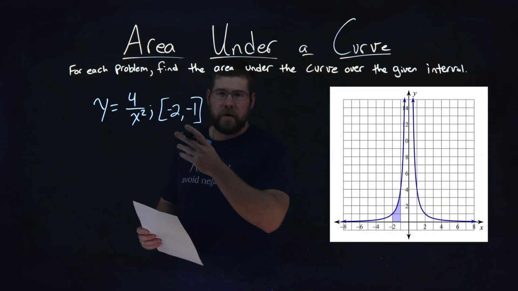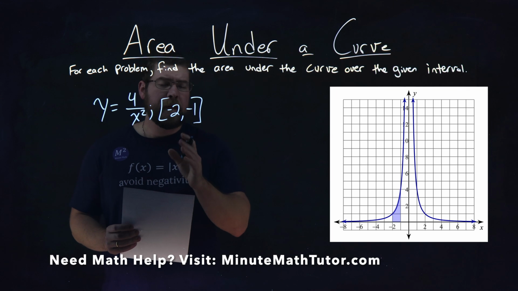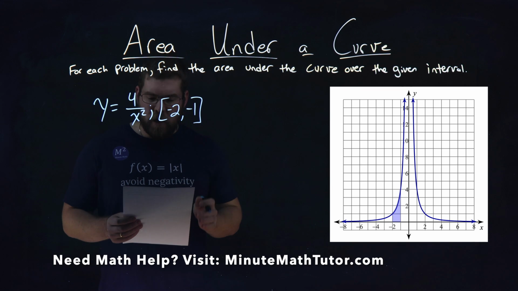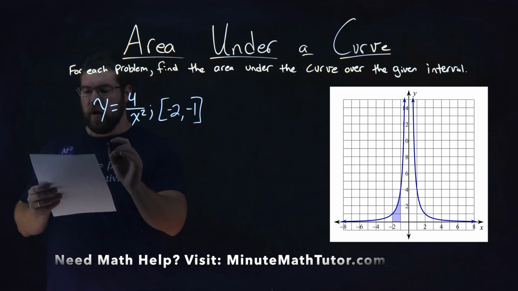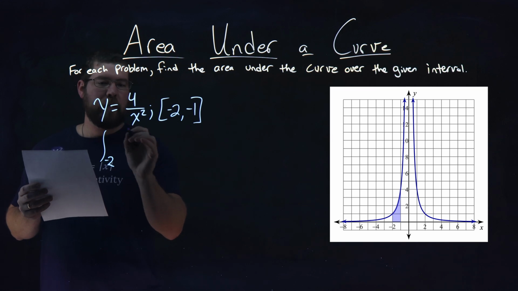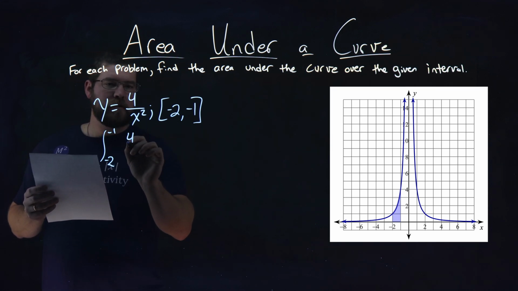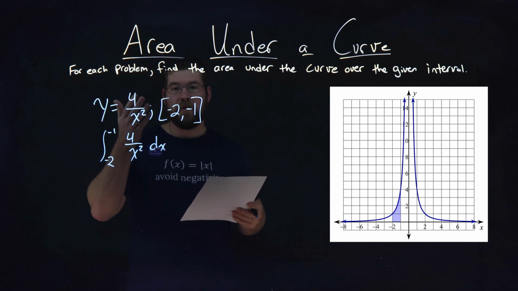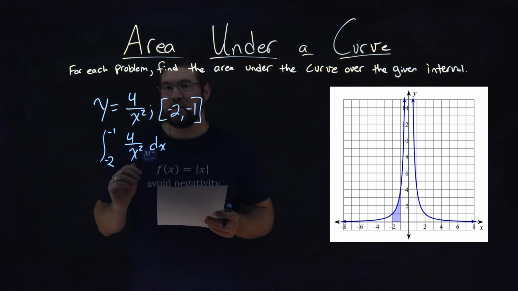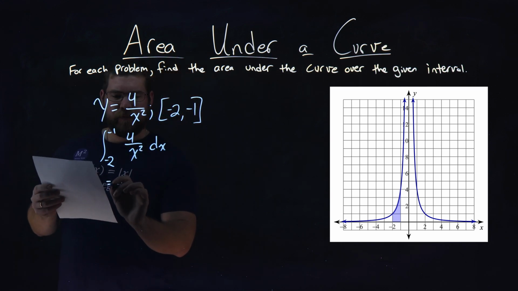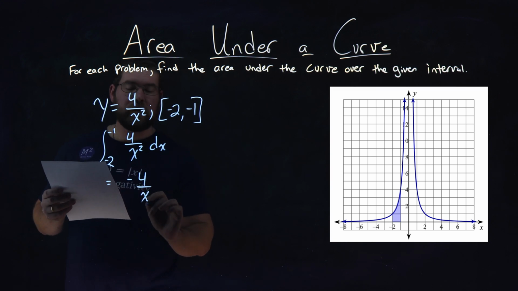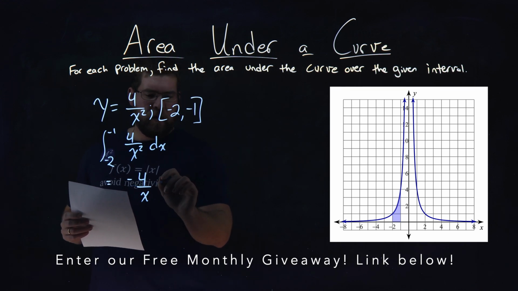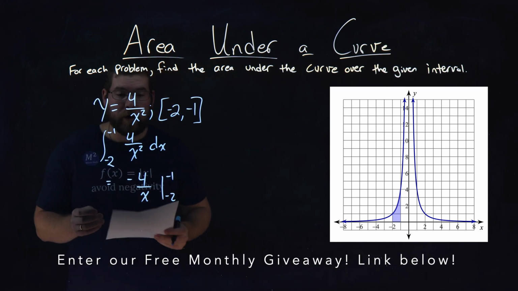We're given this problem right here, y equals 4 over x squared on the interval from -2 to -1, and we want to find the area under the curve here. So we need to set up this integral. We're going to integrate from -2, the lower bound, to -1, the upper bound, of our function 4 over x squared dx. So the first step is we need to find what's the integral of 4 over x squared. And that comes out to be -4 over a single x to the first power. Now we're integrating this, instead of the plus c, from -2 to -1 right there.